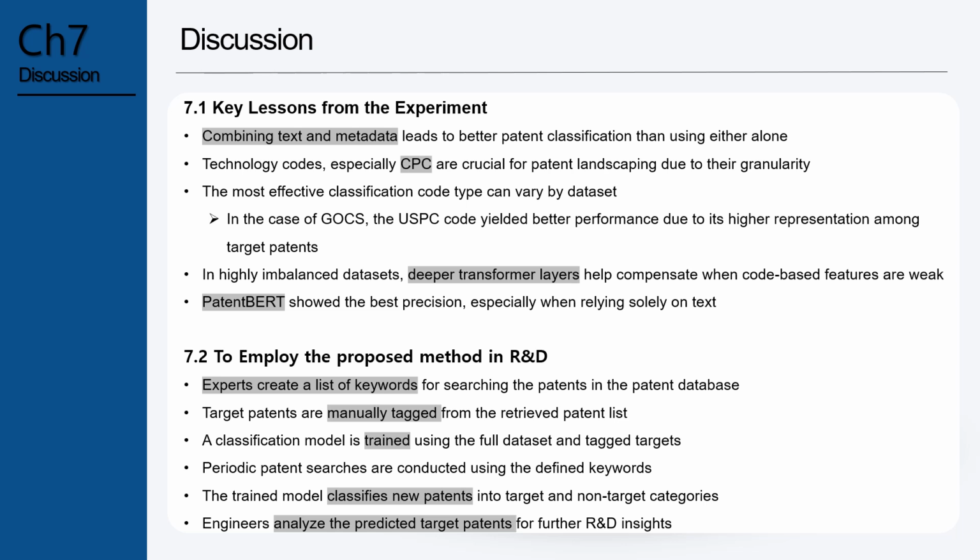The paper also outlines how this approach could be integrated into a practical patent landscaping workflow. Experts define a list of keywords to search patent databases. Target patents are manually labeled from the retrieved results. A classification model is trained using the full dataset and labeled targets. Periodic searches are conducted using the predefined keywords. The trained model then classifies new patents into target or non-target categories. Finally, engineers analyze the predicted target patents to gain insights for R&D planning.